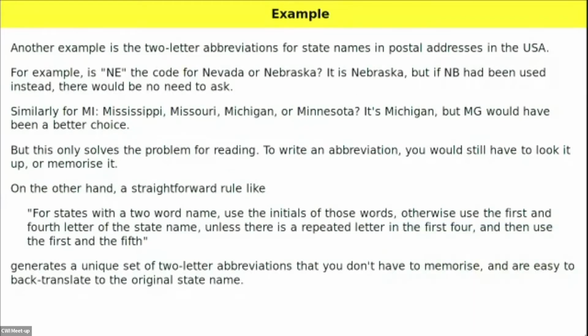Another example of the lack of usability that I like to give is the two-letter abbreviations for state names in the United States in postal addresses. For example, NE, is that Nevada or Nebraska? Well, it's Nebraska as it happens, but if they'd chosen NB, I wouldn't have had to ask the question. It would have been obvious.